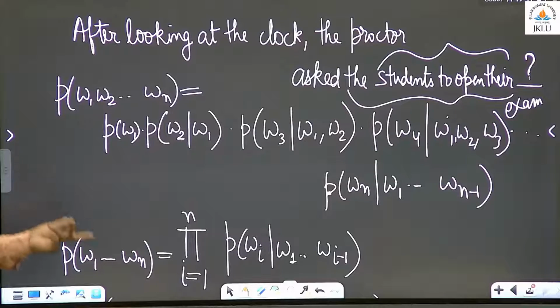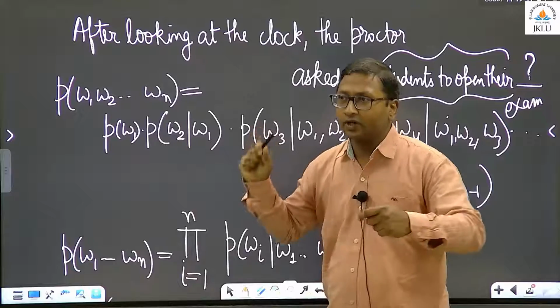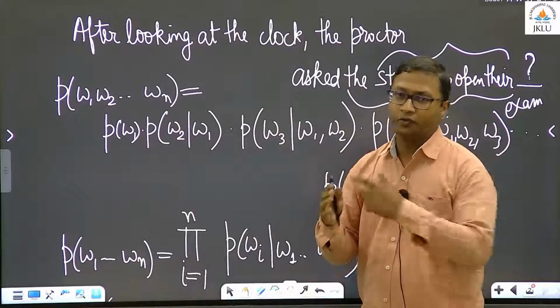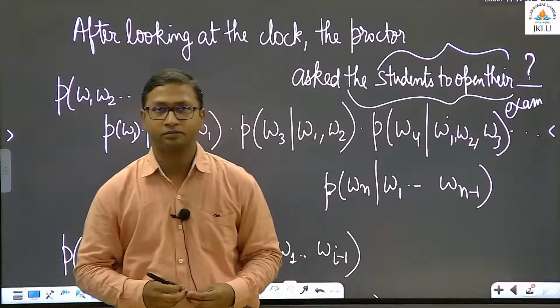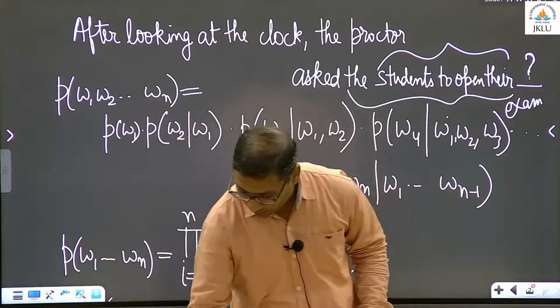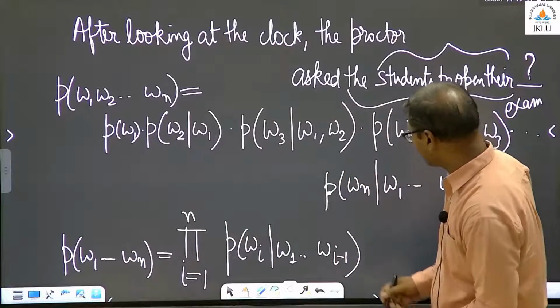So then you take log. The workaround for wherever your numbers become too small or too big, you just take log. Okay. Right. Any questions here?